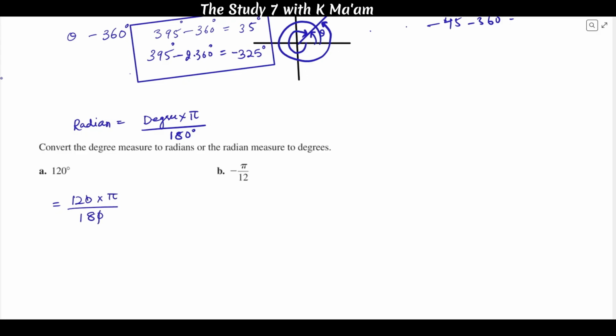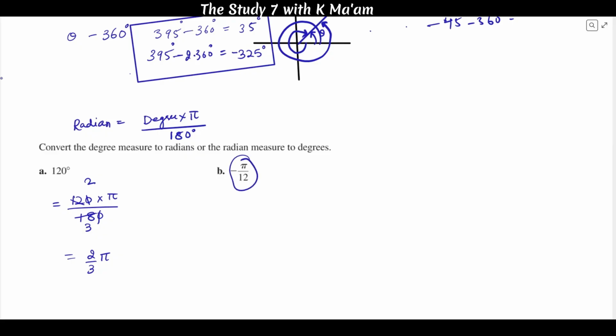Just cancel the terms that you can cancel. 6 2s are 12. 6 3s are 18. So I am getting 2 by 3 pi. This is 120 degree in radians. In radians, it is 2 by 3 pi.